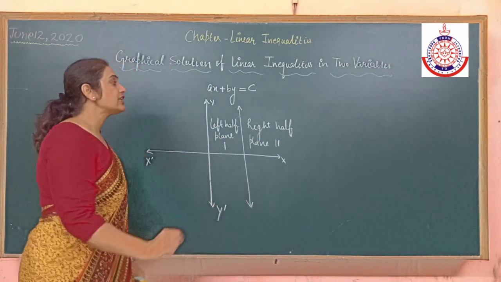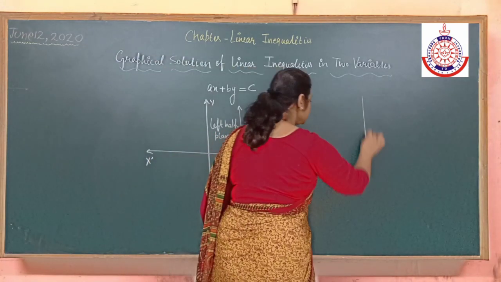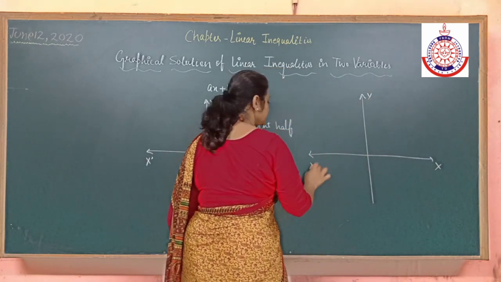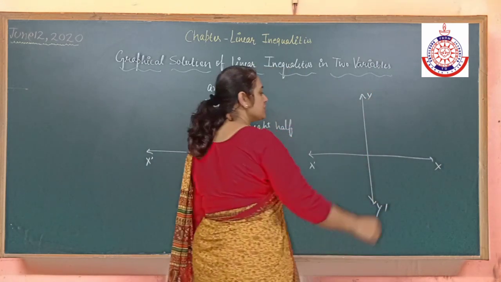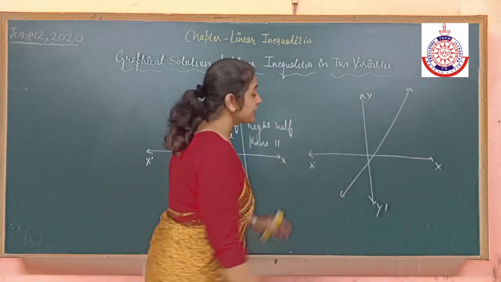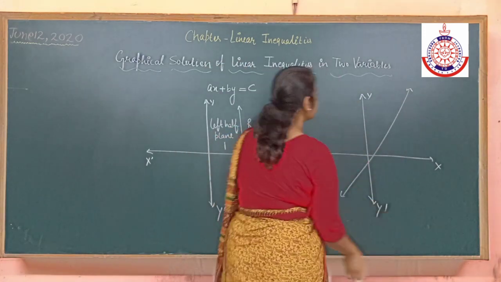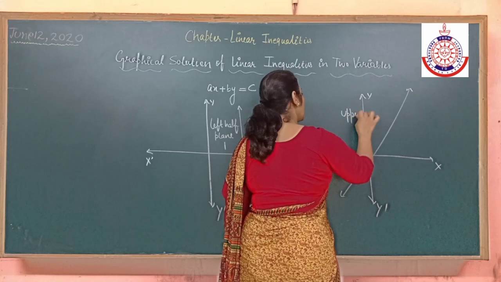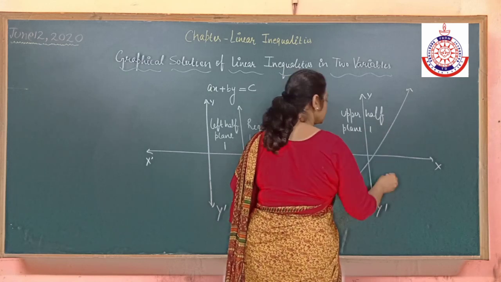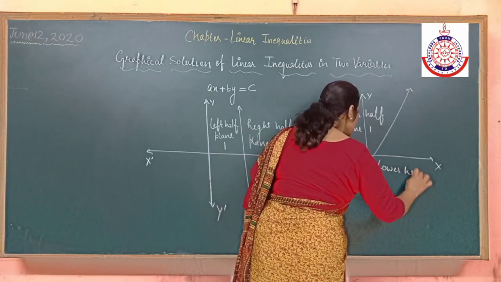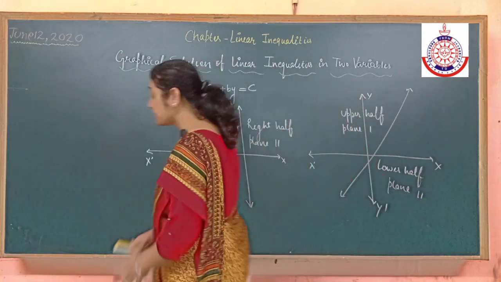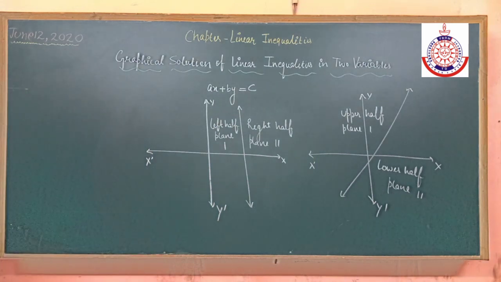And if the line is non-vertical, for example, this is the line, it divides the plane into two parts, upper and lower. So this is the upper half plane and this is the lower half plane. Upper half plane and lower half plane. Is this clear to everyone?